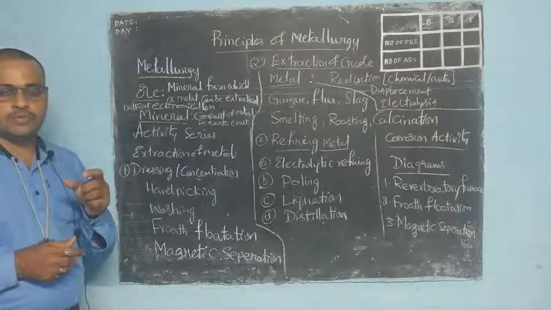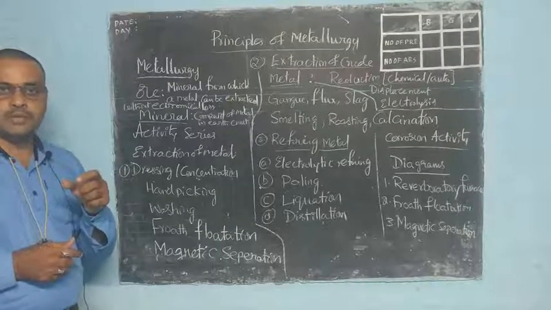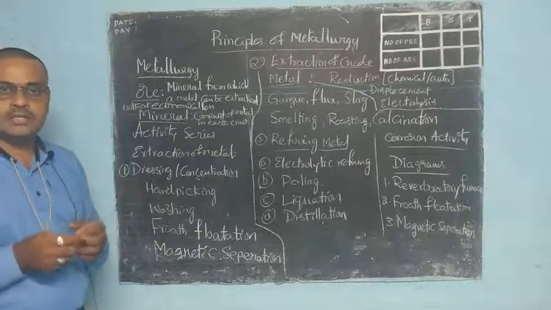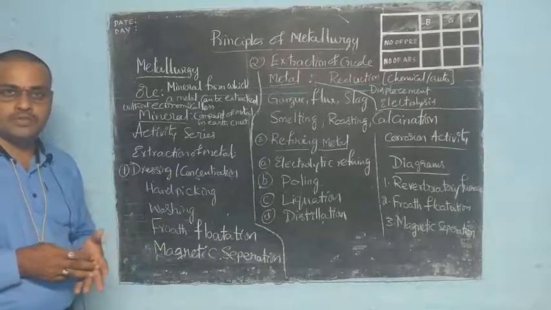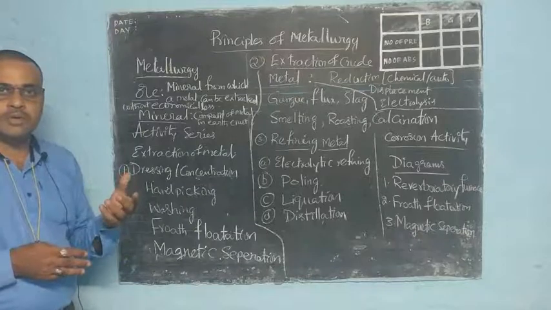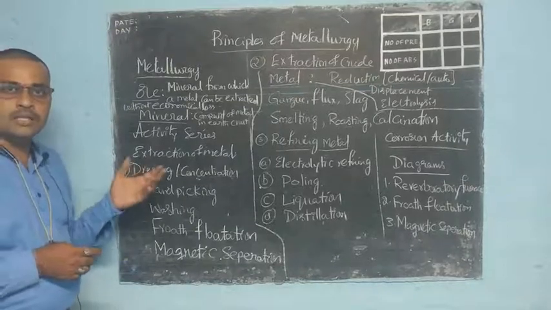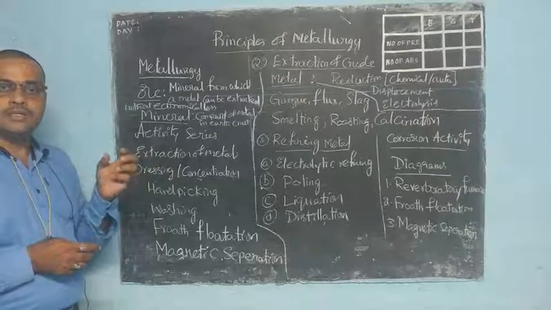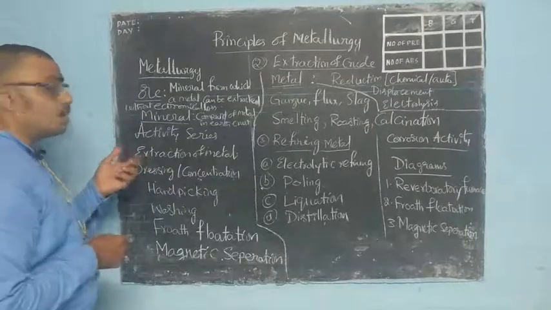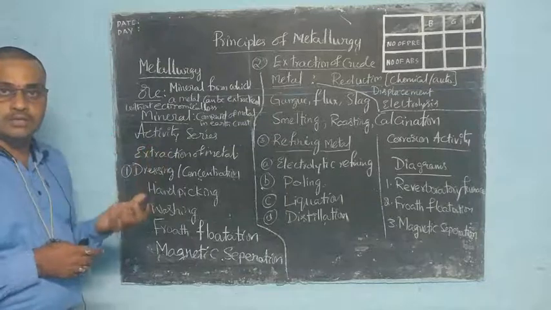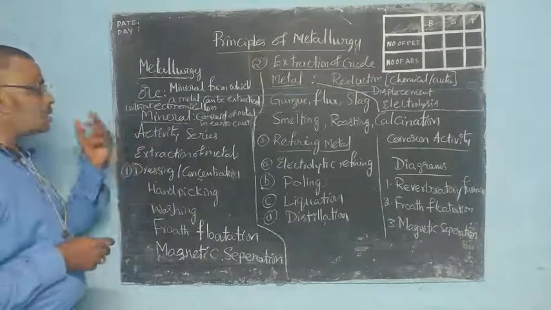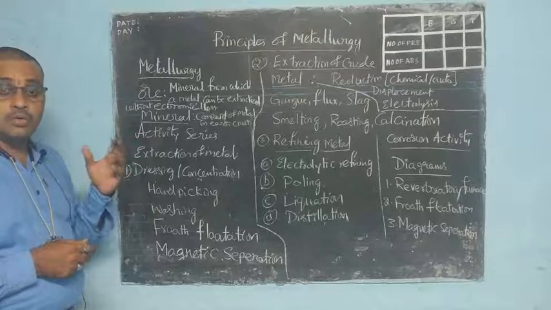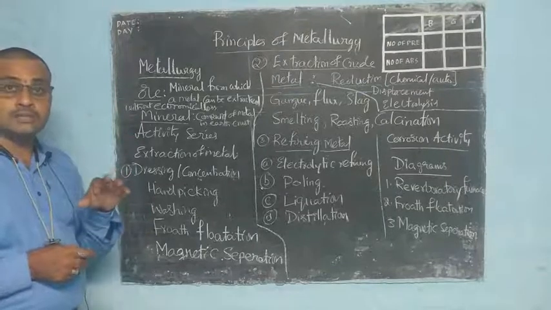Most of the metals are available in the earth's crust, and some of the metals are available in the uncombined state and some are available in the combined form. Some of the combined forms are called minerals, and the minerals from which we can extract the metals in a cheap manner, or economically, without economic loss, are called ores. So if you observe, all ores are minerals, but all minerals are not ores.